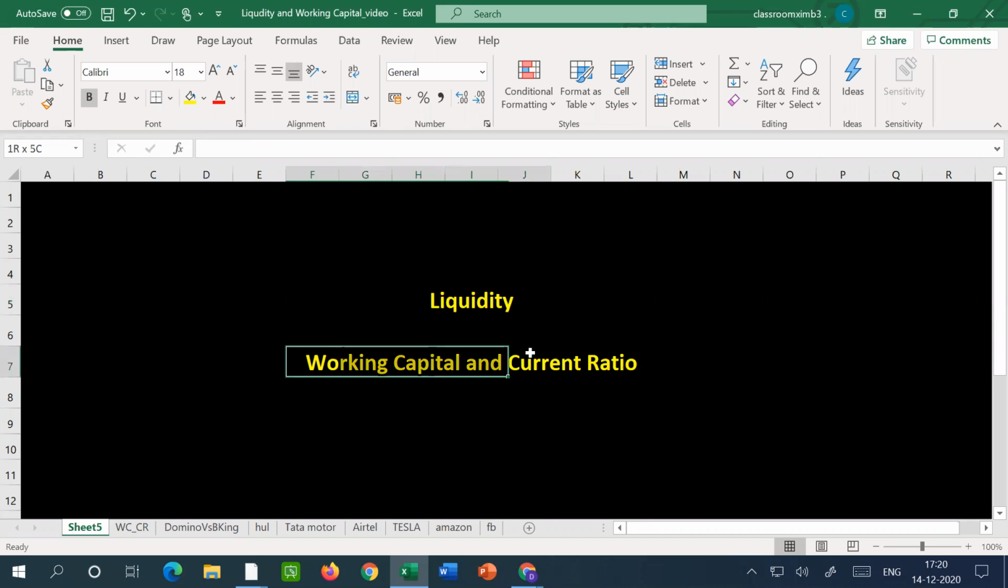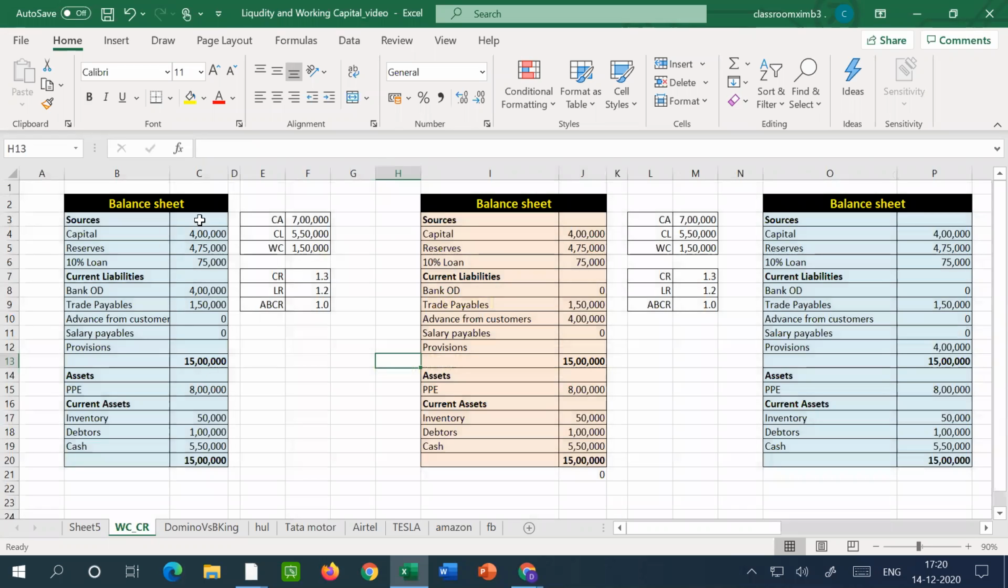In this session, we will examine the working capital and the current ratio as a part of the liquidity analysis, and get an understanding of different situations of the working capital and the current ratio. Let us see some hypothetical situations.